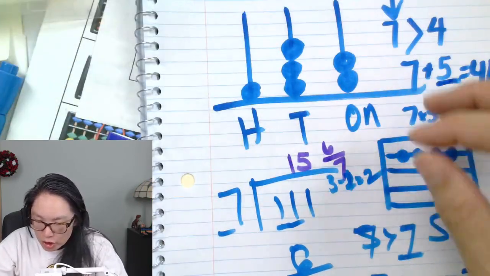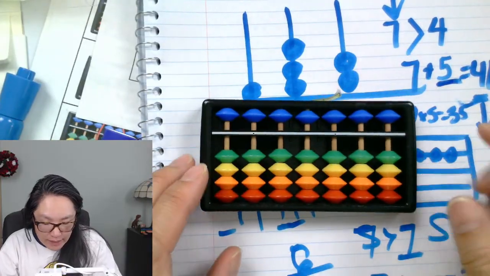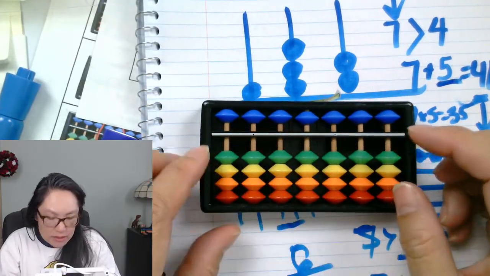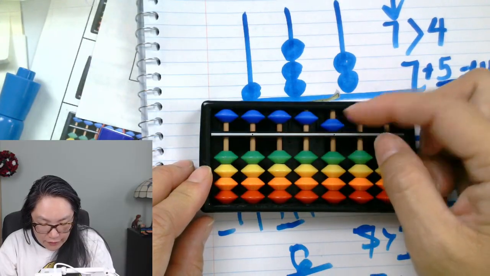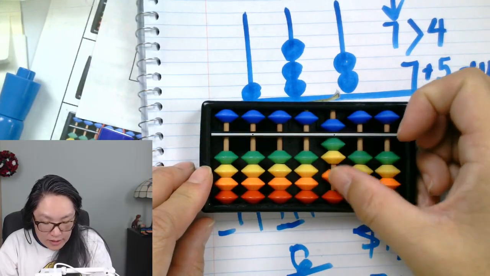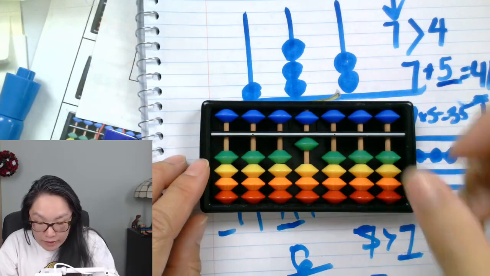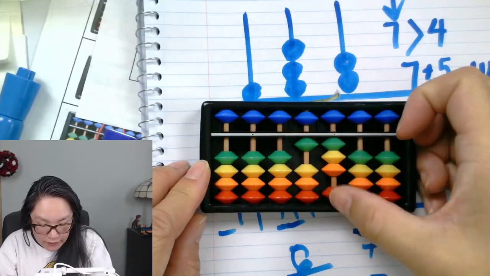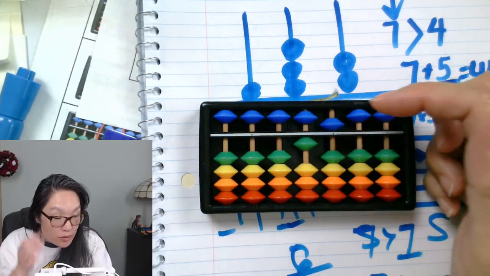Cool. Okay, so those people that just came in, we can read the abacus. So we do 1, 2, 3, 4, and then 5. After 5, we have 6, 7, 8, 9. After 9, we have 10. After 10, we have 11, 12, 13, 14, and then 15. The top beads will always be 5.